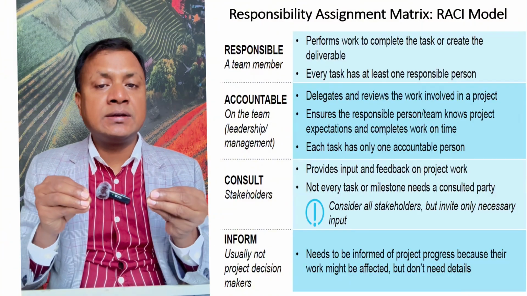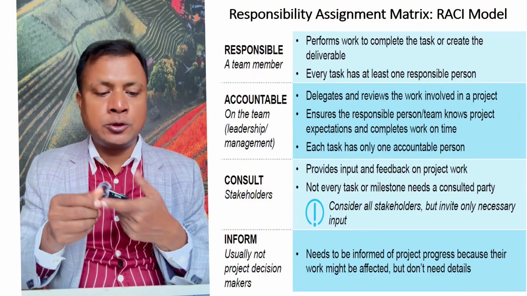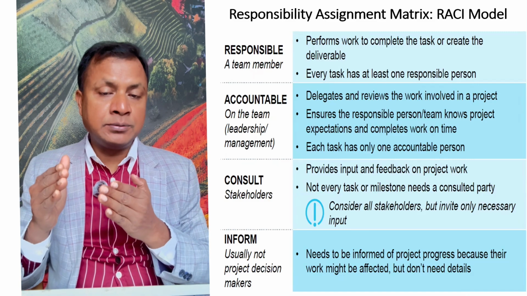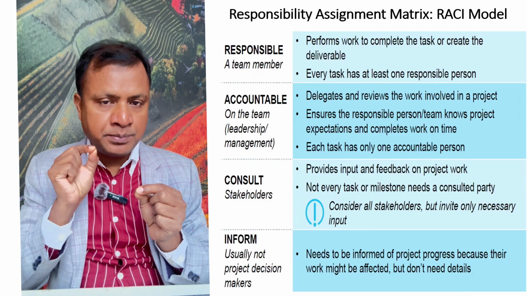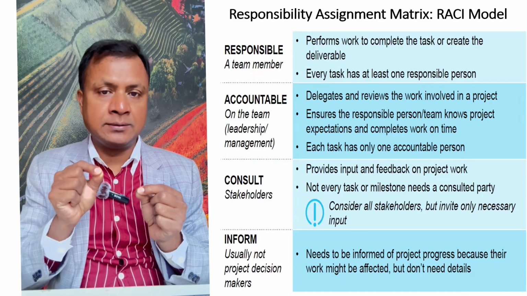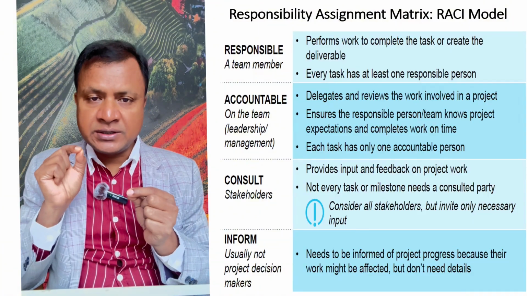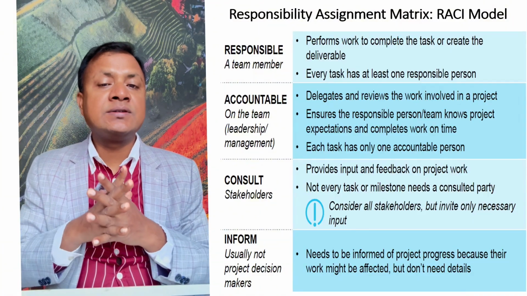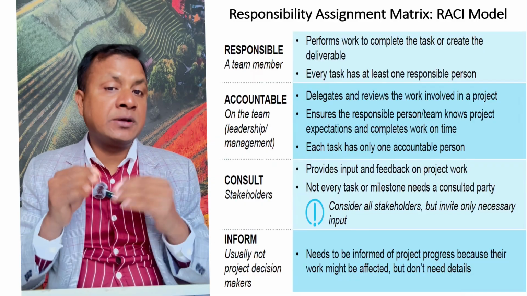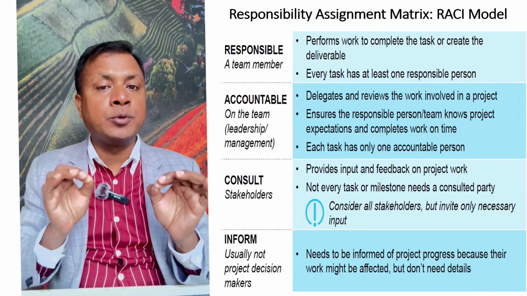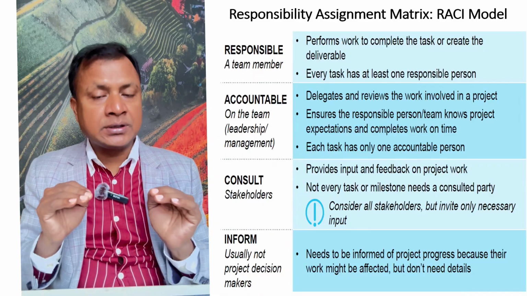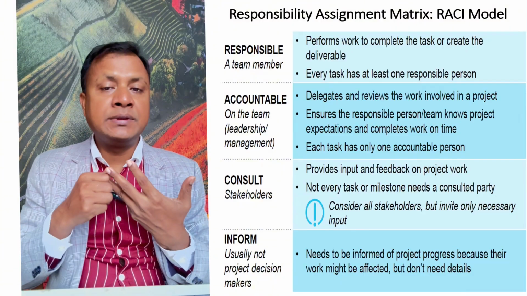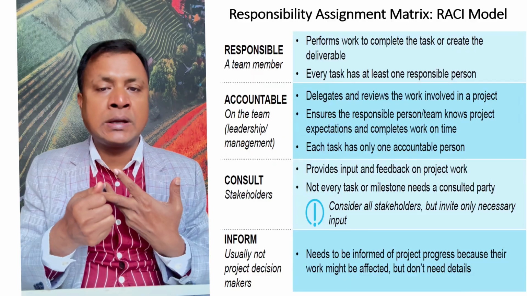And who will be consulted? They will not actually be responsible or accountable. They are the people who will be consulted because they are experts on a certain matter, a specific issue. So they will be consulted. And the last one, they are the outsiders or some kind of stakeholders. They should be informed of whatever is happening in the project, but we will not take consultation from them. They will not be responsible. They will not be accountable.